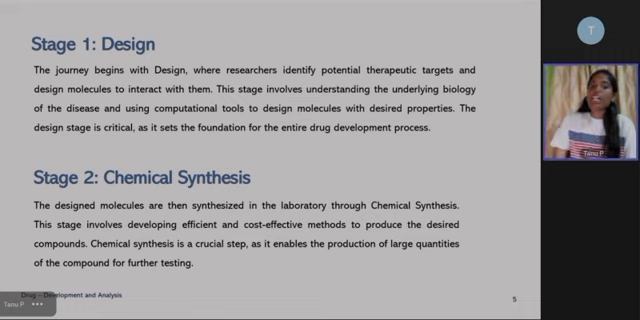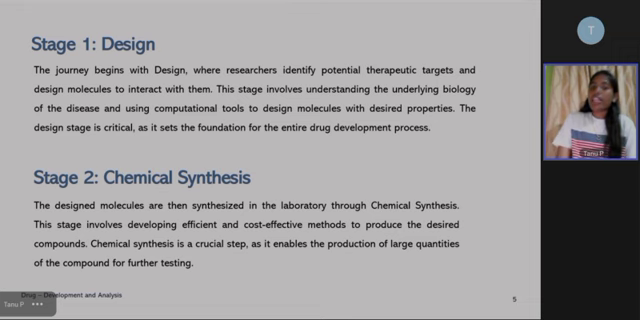The designed molecules are then synthesized in the lab for further simplifications. This stage involves developing efficient and cost-effective methods to produce desired compounds.